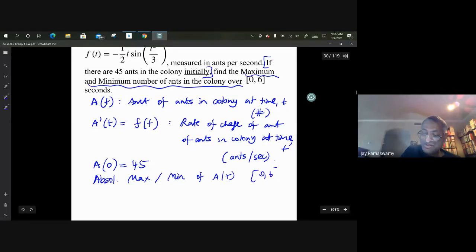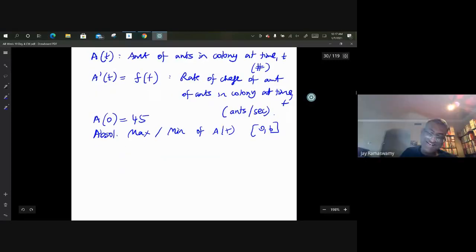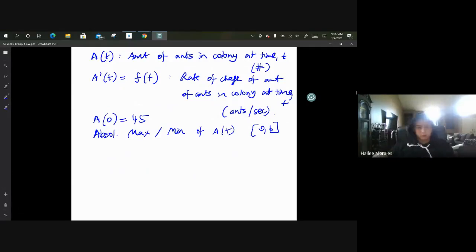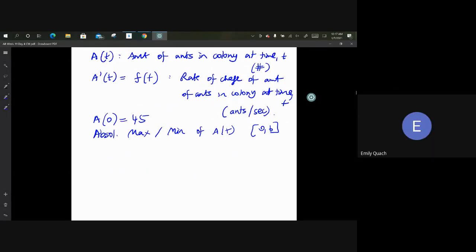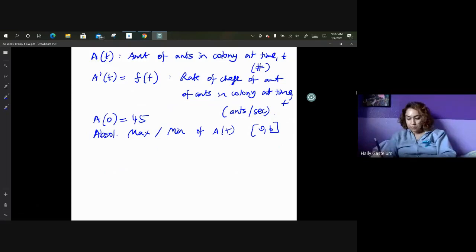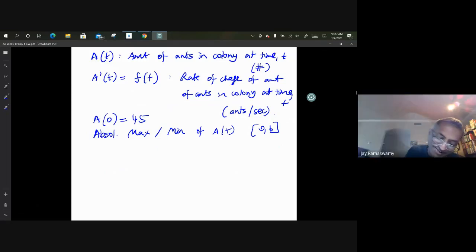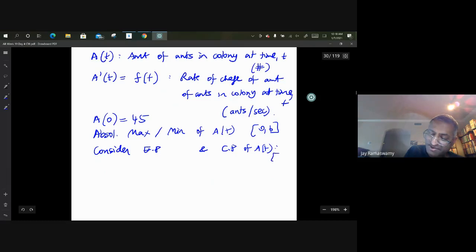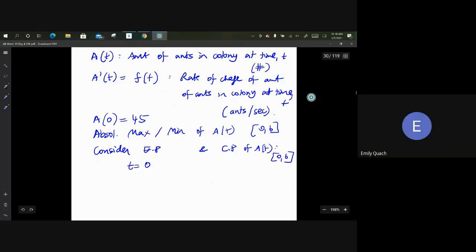So smart kids, from the first semester, if I want the absolute max or absolute min of any function, I'll jog your memory. We should consider endpoints, critical points. And then what will we do with those points? Evaluate them. We'll evaluate the function. Let's do that together. So write down, consider endpoints and critical points of A of t over the interval 0 to 6. So what are your endpoints, obviously? 0 and 6.